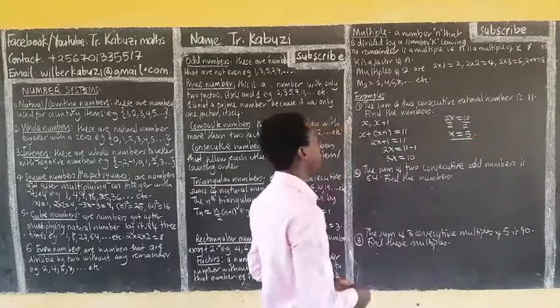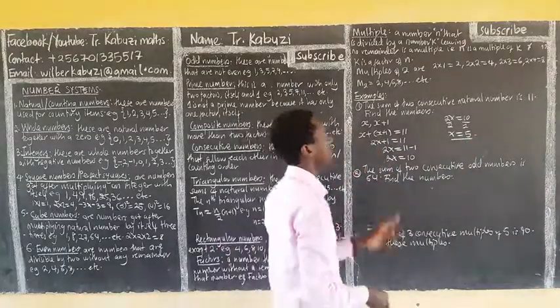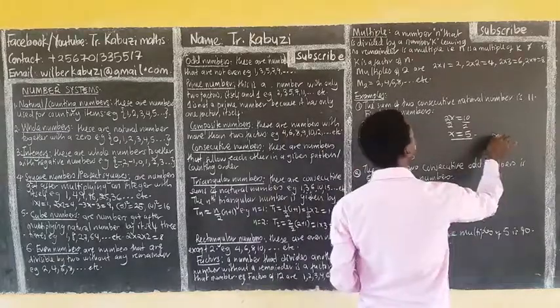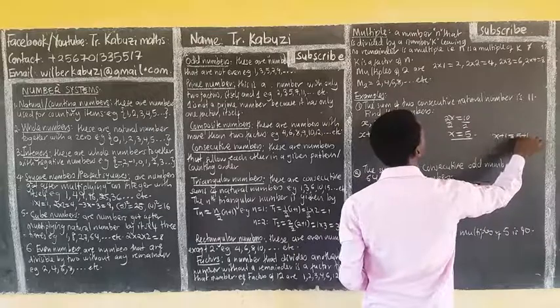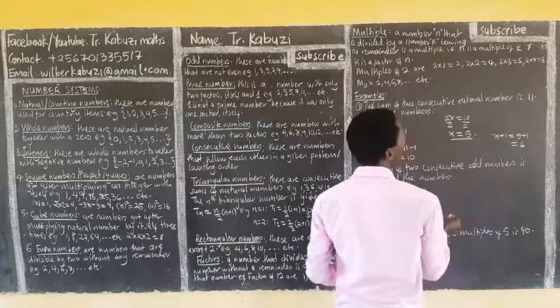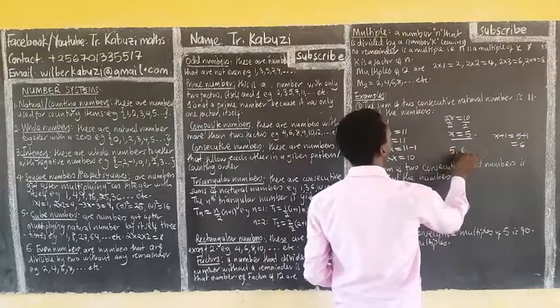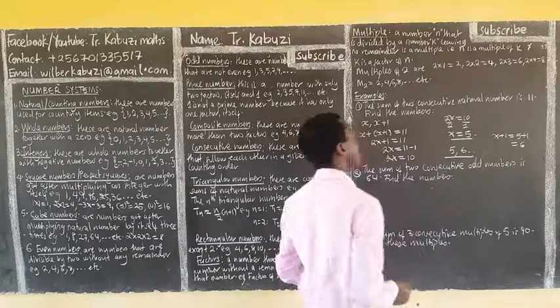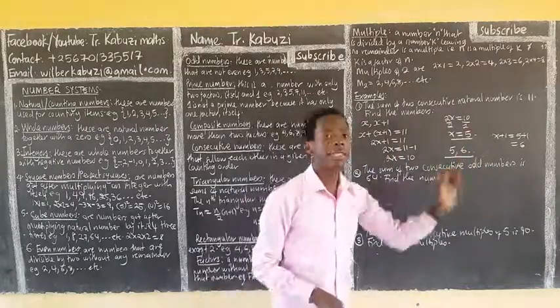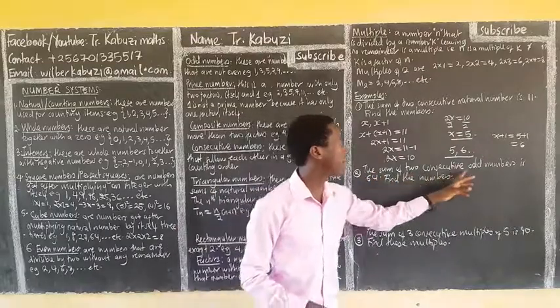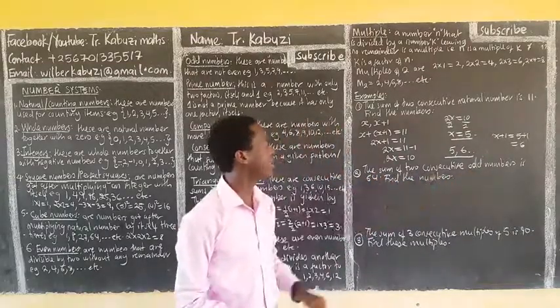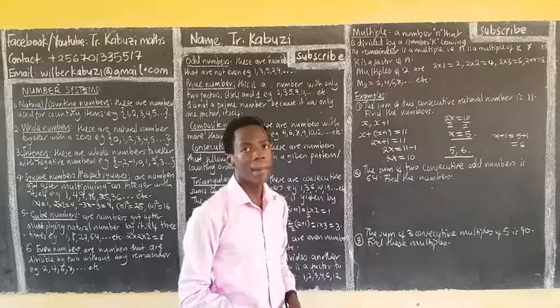So that is the first. Now I need the other one, which is x plus 1. My x is 5, plus 1, which will be 6. So the numbers are 5 and 6. Those are our numbers. When we add them, we get 11. Then this one: the sum of 2 consecutive odd numbers is 64. Find the numbers.